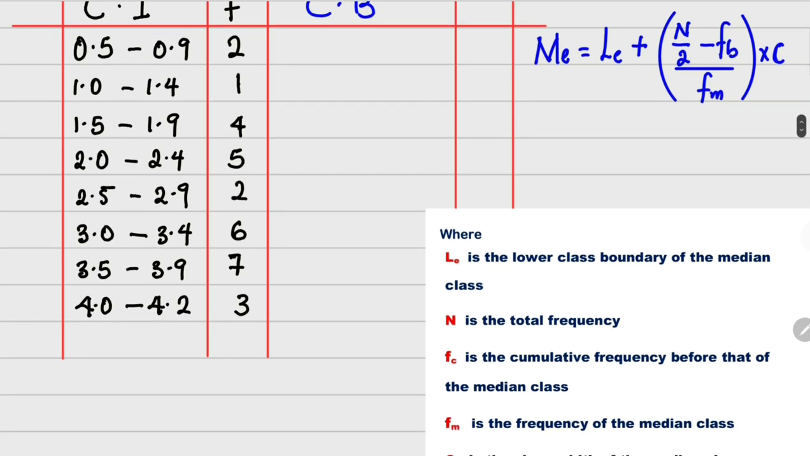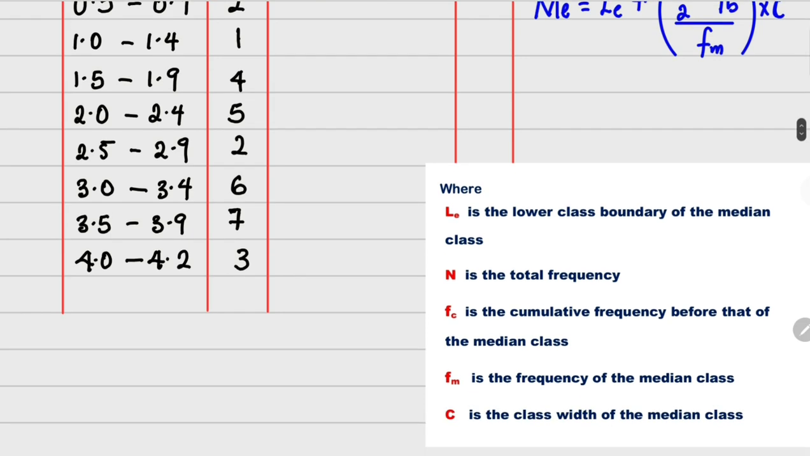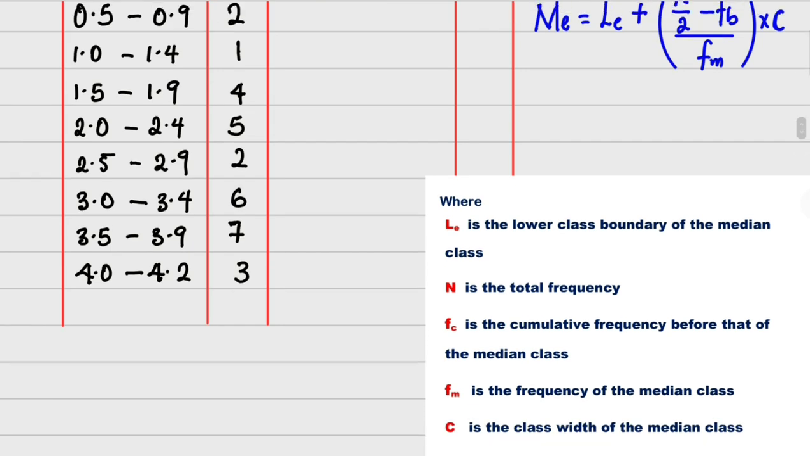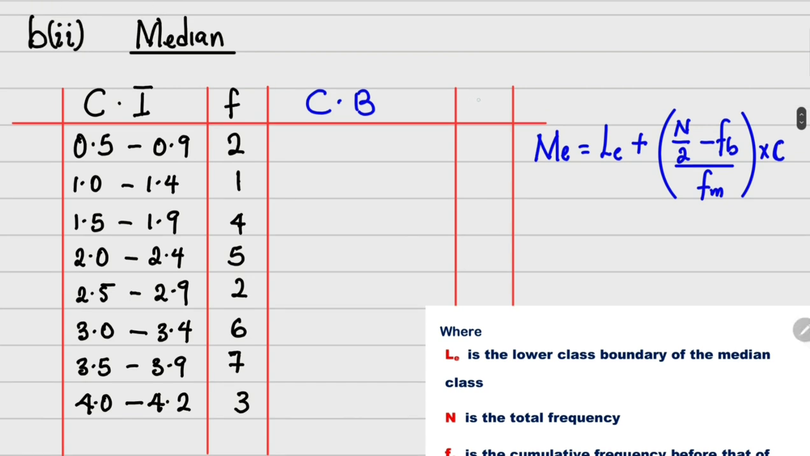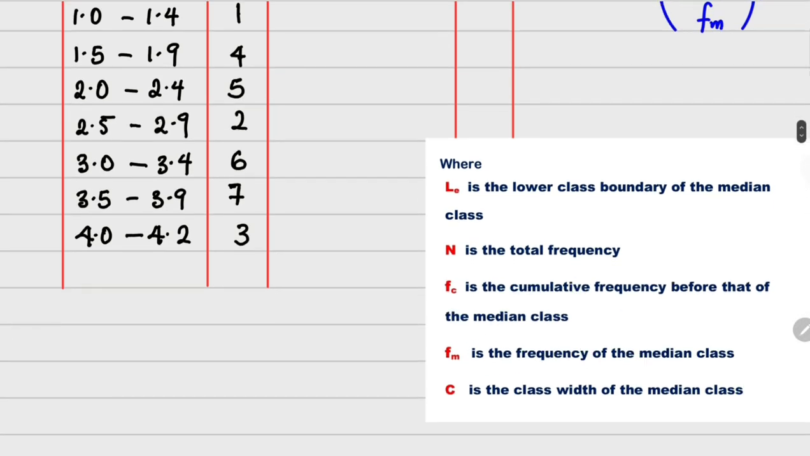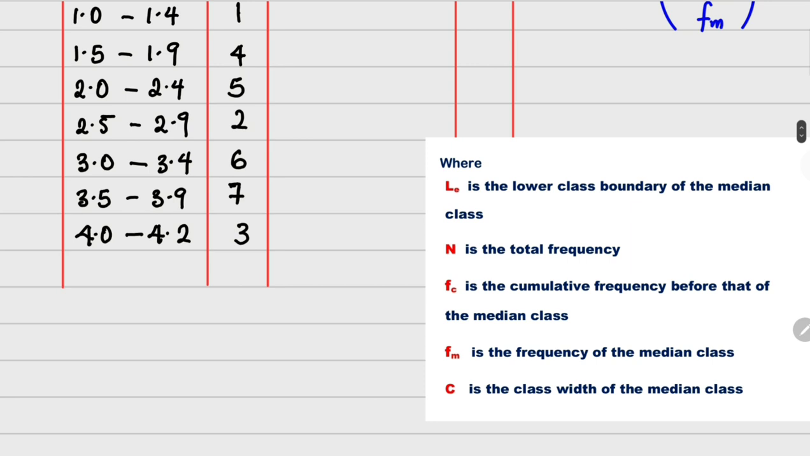It means that I must get my class boundary. N is the total frequency, which is 30. FC is the cumulative frequency before that of the median class, meaning I must get the cumulative frequency. FM is the frequency of the median class, and C is the class width, which we know already. So let's fill in the table.